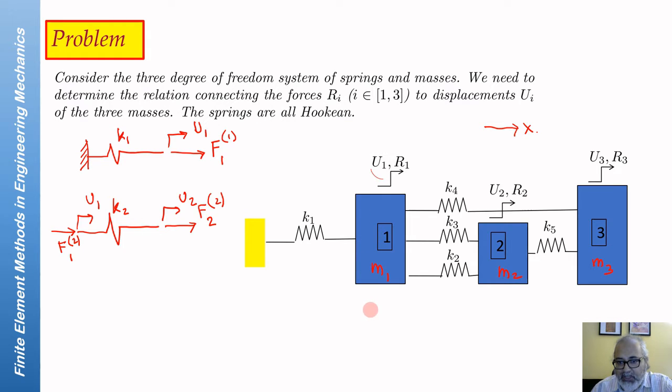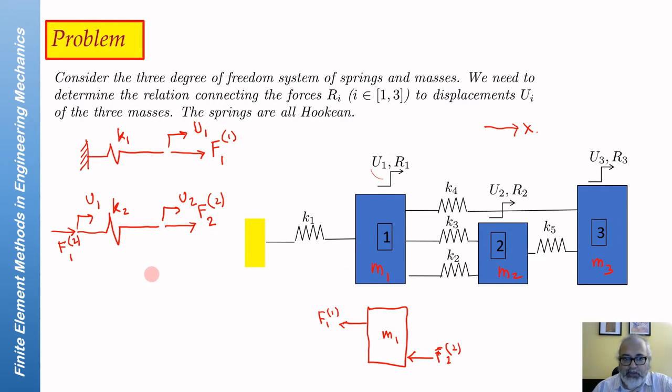So if we draw the free body diagram of M1, we have a force F11 acting on it. We also have a force F22 acting on it.